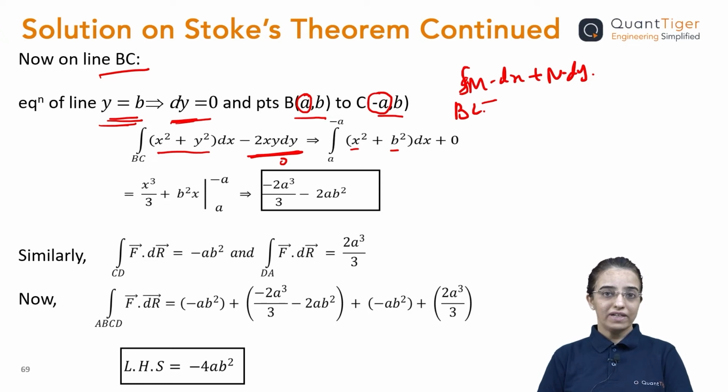Now start finding the integration with respect to x. So x square का इंटीग्रेशन हो जाएगा x cube by 3, b square constant है, x हो रह जाएगा सिर्फ b square x. Now keep upper limit and lower limit, minus a और a अगर रखते हो x की प्लेस में, then you will get this as your final result.